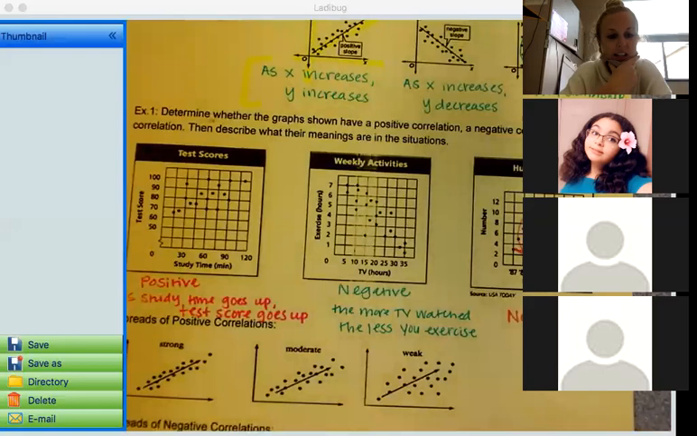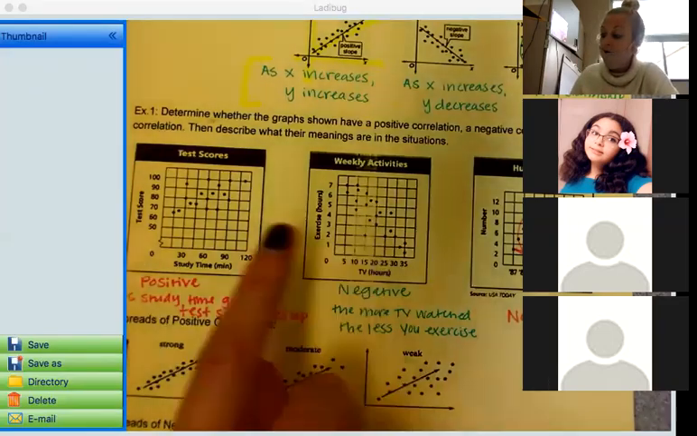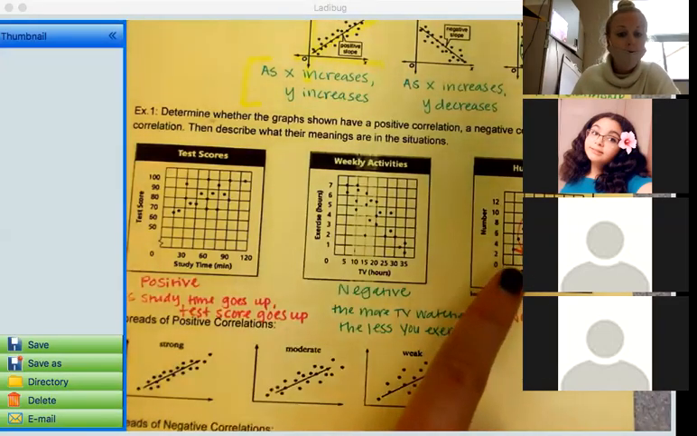How are test grades and not studying related? Is that a positive relationship, negative relationship, or none? Negative. Good, because the more you don't study, your test grade is going to go down. Good. So y'all are okay with the situation and you're okay with a graph, right?